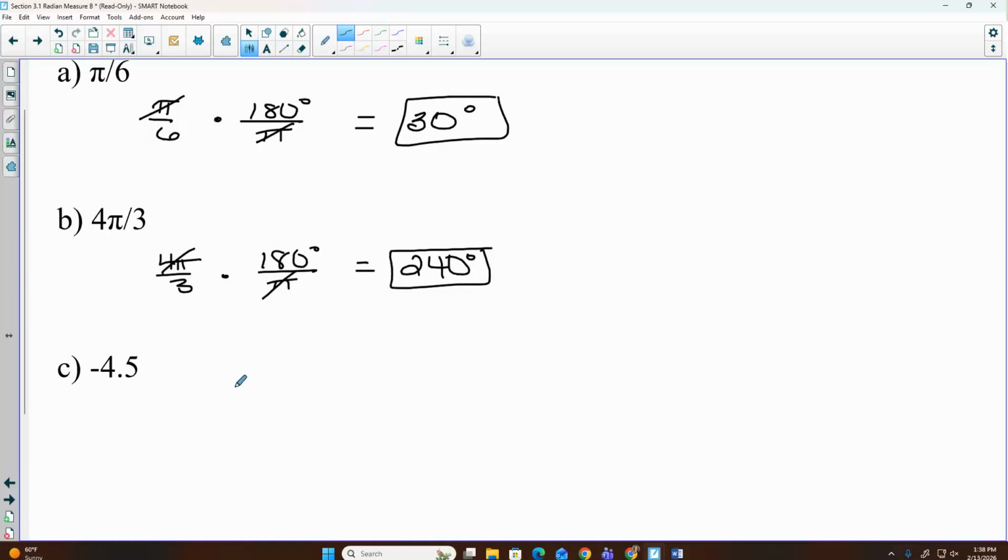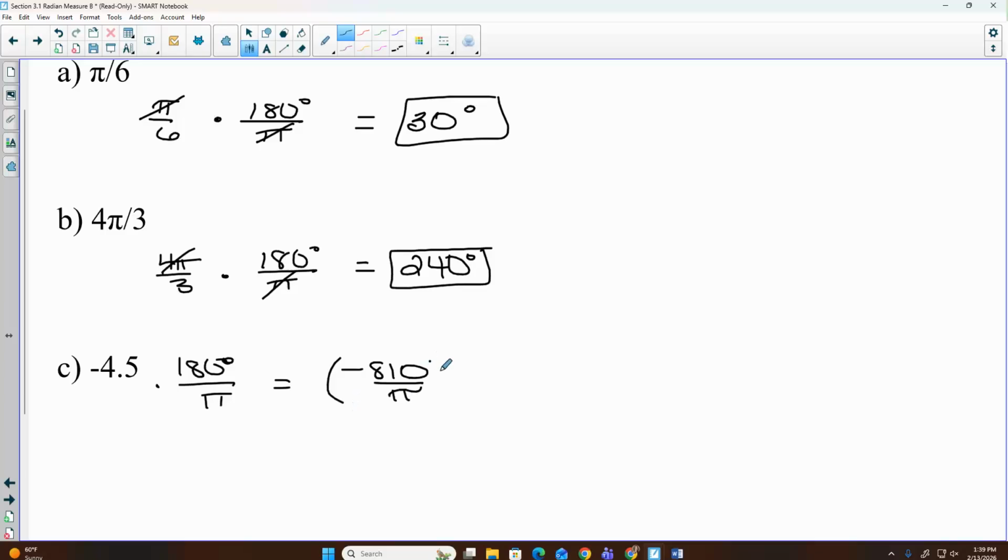Negative 4.5. It always seems like when I put this, people assume it's degrees because there's not a pi in it, but it's not because there's no degree symbol. So it doesn't have to have a pi to be radians. So you're still just multiplying by 180 over pi. So if you do that, the pi's don't cancel this time. So negative 4.5 times 180, that's negative 810 over pi.